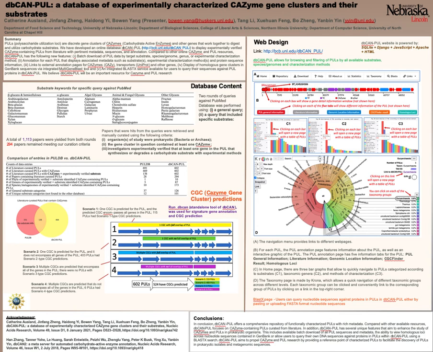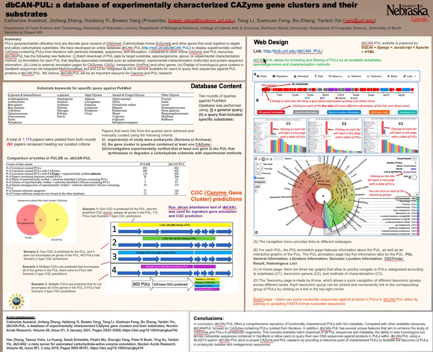This created 4 scenarios for the predicted CGCs on the PULs shown here. Out of the 602 PULs in our dbCAN-PUL database, 524 have CGCs predicted, and 78 PULs have CAZymes but without CGCs predicted. This might be due to CGC-Finder not being able to find its required signature genes, or it may be due to the limitations of CGC-Finder.